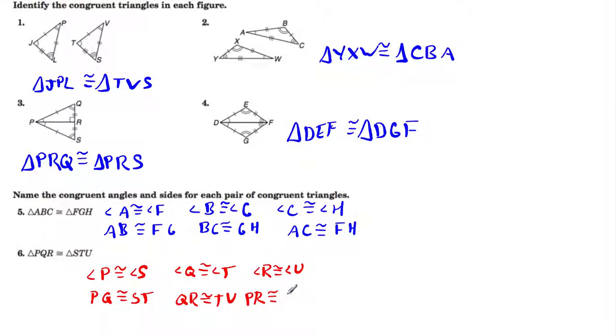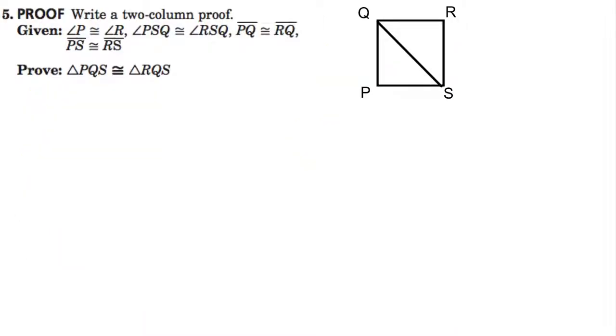is congruent to, well, not S. Oh, too much. I'll write this over here. PR, the first and the last, is congruent to the first and the last, SU. And so those are the parts for those, the congruent parts.